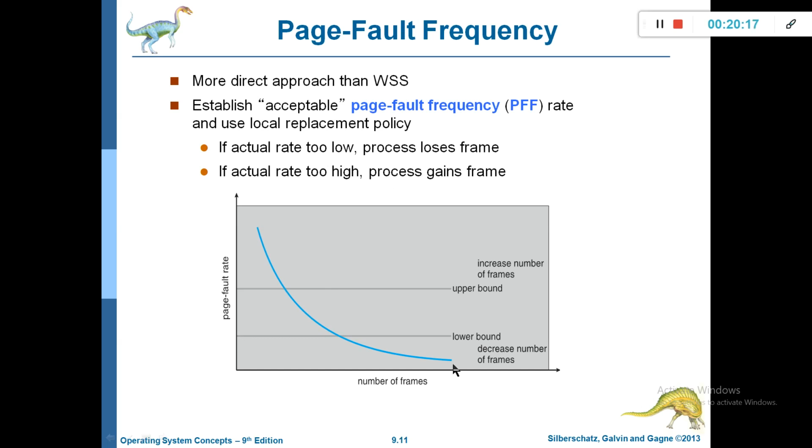The figure shows page fault rate against the number of frames. Increasing the number of frames is the upper bound, and decreasing the number of frames lowers the page fault rate. This is how we control thrashing. Thrashing, as we have seen, occurs if the total number of frames required by the process is greater than the size of the memory, the locality, or the working set window.